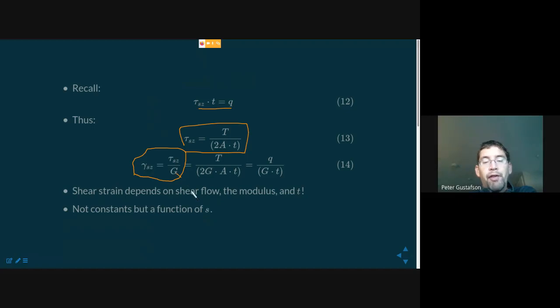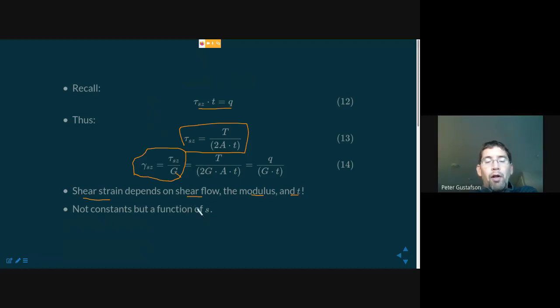Okay, we're using in this case the shear modulus rather than Young's modulus. You, of course, recognize that those two are related to each other, but shear modulus makes the most sense in this context. So the shear strain is equal to the shear flow over G times T. And of course, we know the relationship between Q and torque. So it's equal to the torque over 2G times A times T. So shear strain itself depends on the shear flow, the modulus, and the thickness.